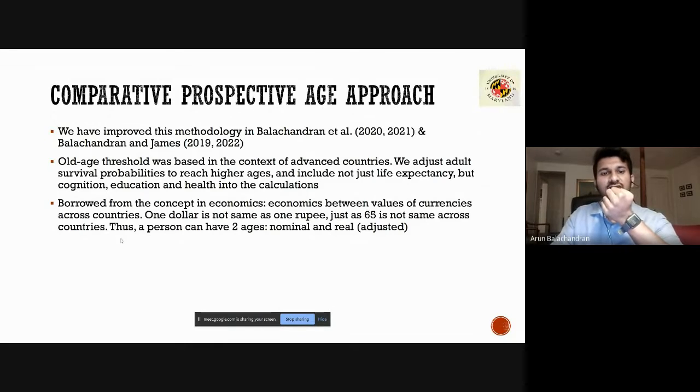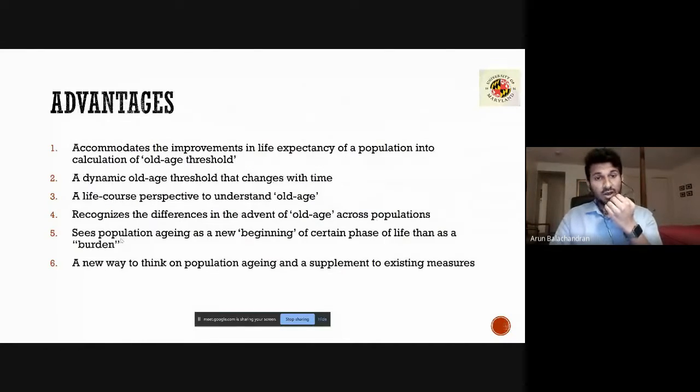Similarly, old age does not mean the same across populations and spaces, so we can adjust adult survival probabilities and find out ages using a standard population, just like the US dollar being a standard. You take a standard population and compare all populations across spaces against it to find out what the real age is across spaces.